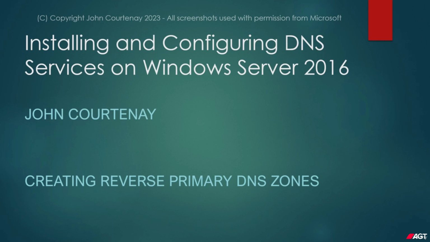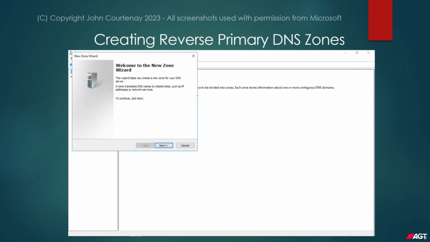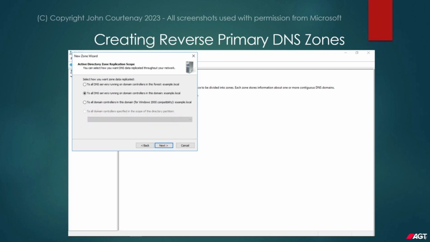Just like forward lookup DNS zones, reverse DNS zones can also be created for primary, secondary, and stub zones. To create a primary reverse lookup zone, right-click on Reverse Lookup Zones and then click on New Zone. When the New Zone window appears, click Next. On the Zone Type window, click Primary and then click Next again. On the replication screen, click on Next again.